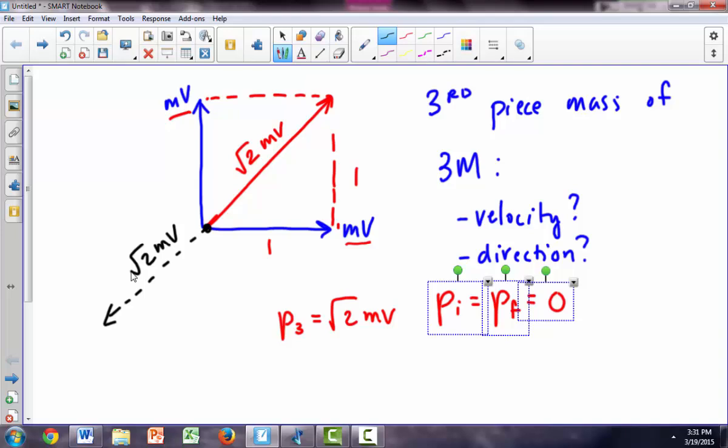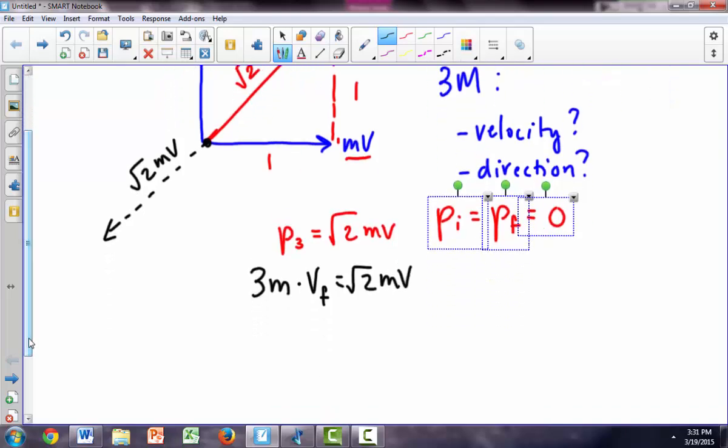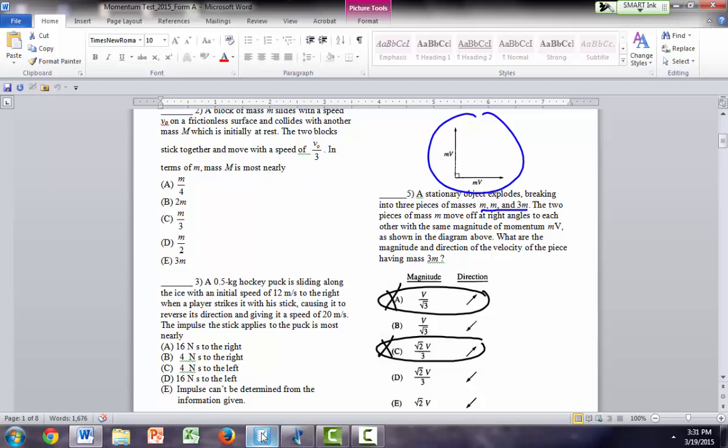So the momentum of piece 3 is the mass of piece 3, which is 3m, times the final velocity of piece 3, and that has to be equal to square root of 2 mv. Solve for the final velocity, you're going to get root 2 over 3 v. The m's cancel out. So the final velocity will be root 2 over 3 times the velocity of the first 2 pieces in the direction down to the left. So that was option D right there. That's the right one.